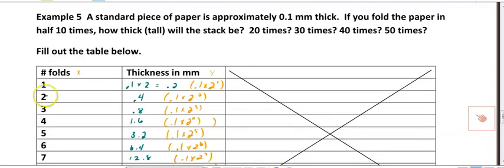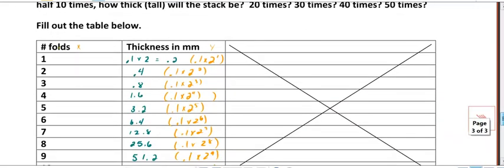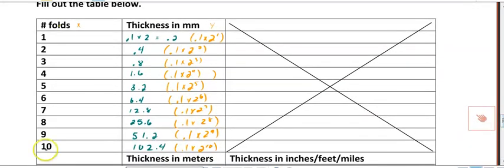When I fold it again, it'll be 4 thicknesses. So it would be 0.4. When I fold it again, it would be 8 thicknesses, 0.8, adding up all those 0.1s. And as you'll probably notice, this number just doubles every time, because every time you fold it, you double the number of edges that have come together. So if you go 1 through 10, by the 10th fold, you should be at 102.4 millimeters.